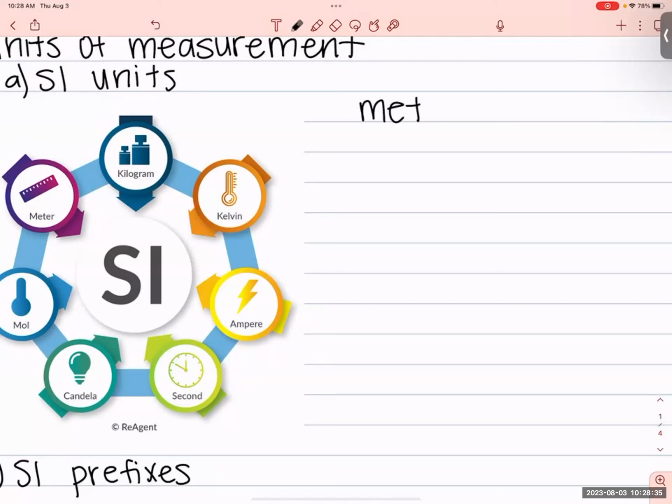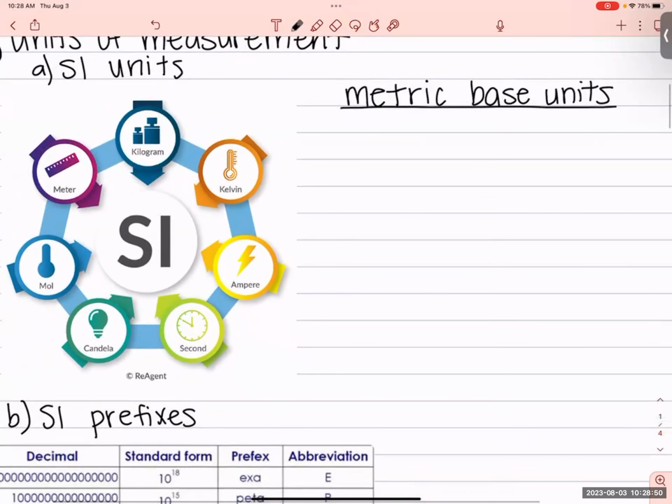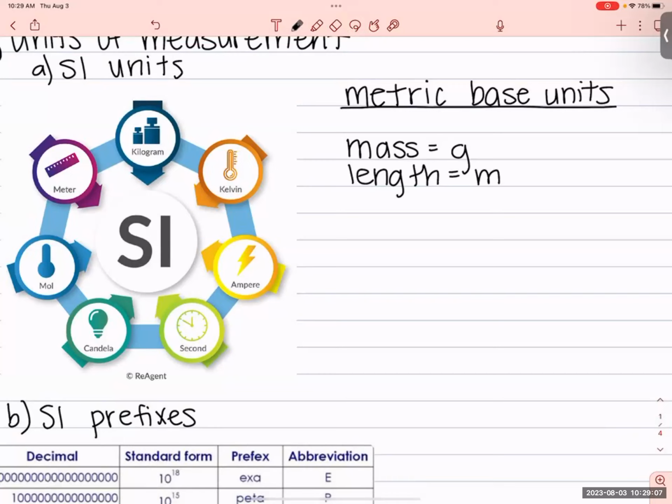And so we're going to use the metric base units here. The SI base units are important to know, but what I want you to be familiar with is the metric base unit, which is similar to the SI, but we're going to need to know the base units to build our prefixes on top of. So for mass, the base unit is a gram. For length, the base unit is a meter. For time, the base unit is a second. And these are the abbreviations for them.